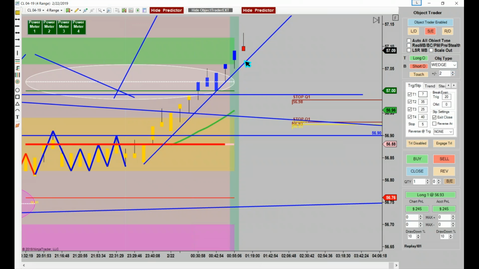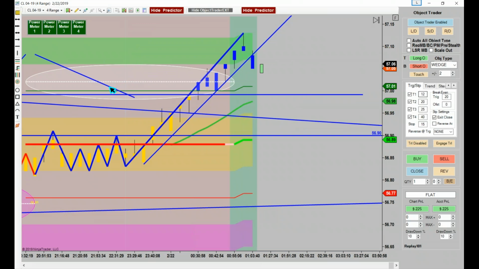Okay? See how I've got that trend line drawn now? This should get me out of this trade. Hopefully these don't interfere with it. Let me take this out. There we go. We just got flat. Okay. Now that is a gutsy out on what I call a really good trend.